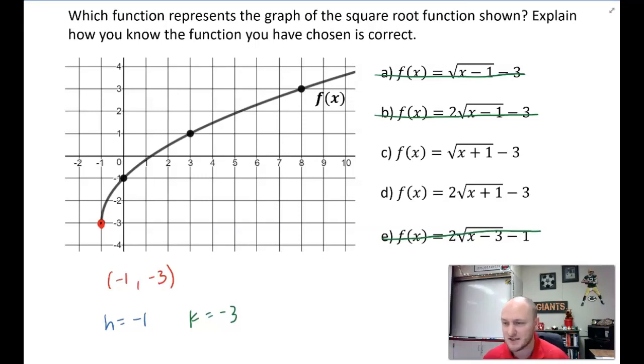And then lastly, the difference between C and D is we have an A value of 2. So do I have stretch or do I not? Well, my next point should be right 1, up 1, but we go up 2. Correct answer, D. D is the correct answer.